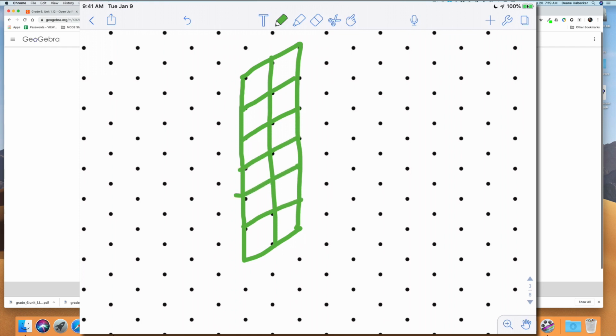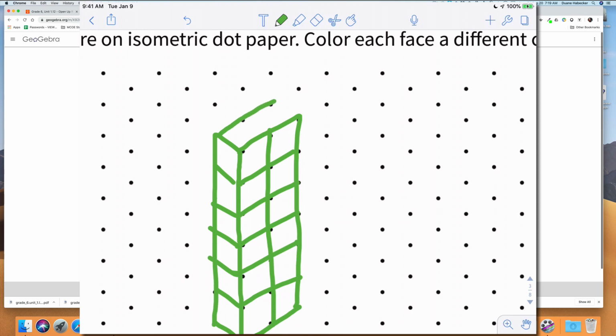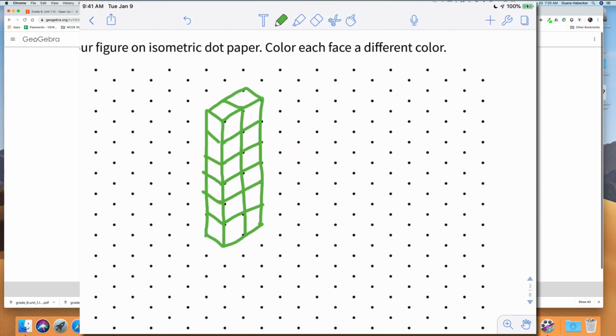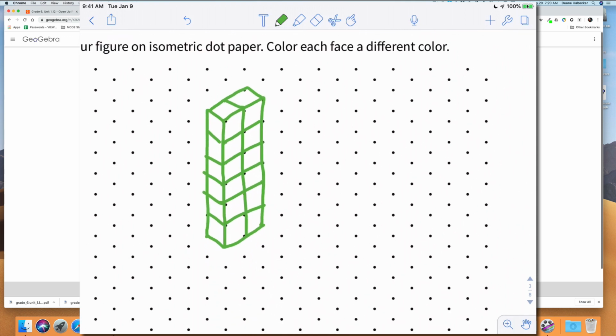And I guess I could go backwards like this. 1, 2, 3, 4, 5, 6. And there are our sides. And now I need to do the top. And there is my figure. All right, and so that kind of matches what we were talking about. That's exactly what I was aiming for.